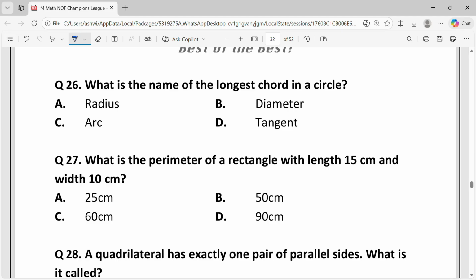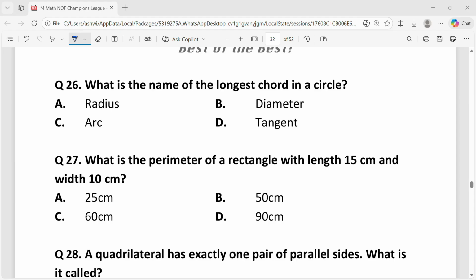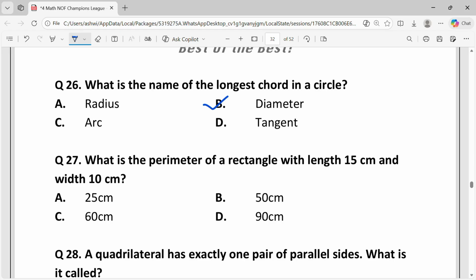Question 26. What is the name of the largest chord in a circle? The chord is a line segment whose endpoints lie on the circle. The diameter is a specific type of chord that passes through the center of the circle and it is the longest possible chord. So the answer is B, diameter.